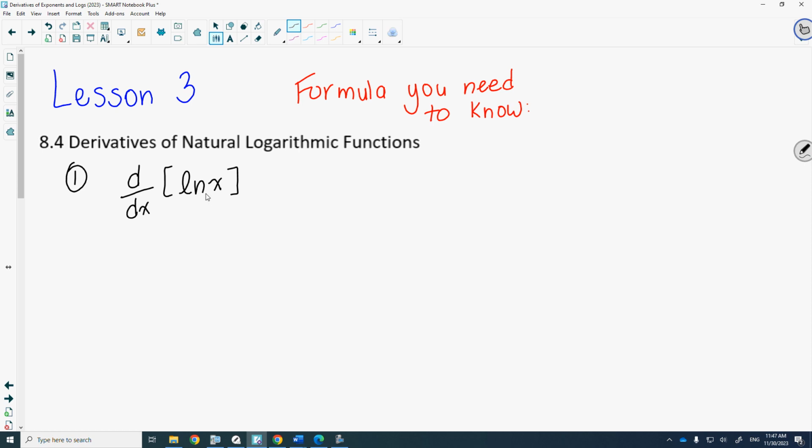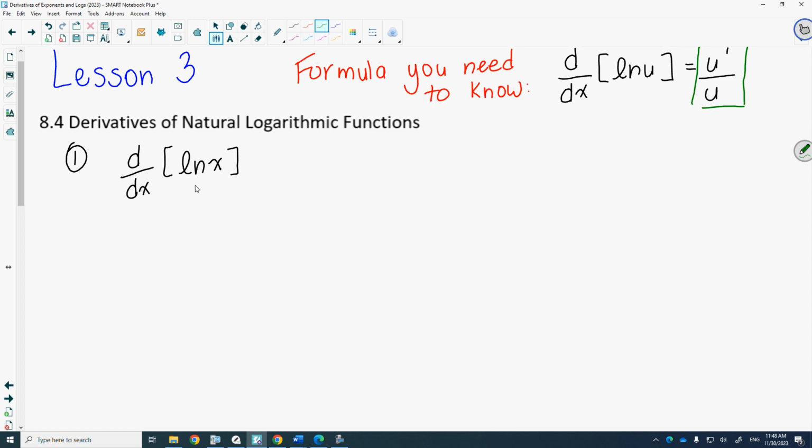Before we start this, there's a formula that you need to know when finding the derivatives of natural logs. The formula is, if I asked you to find the derivative of ln of u, the derivative is going to be u prime over u. So this is what you need to know to take the derivative of natural logs.